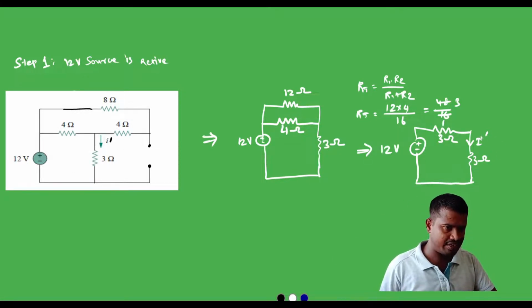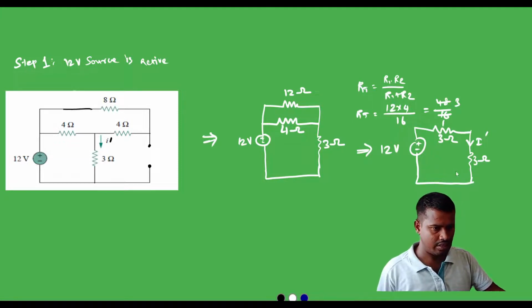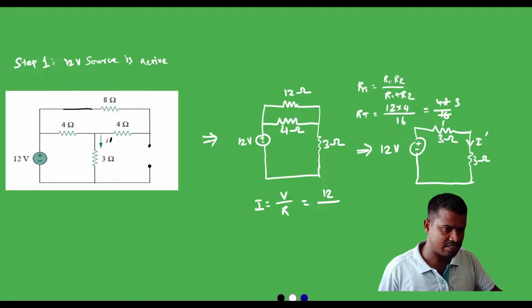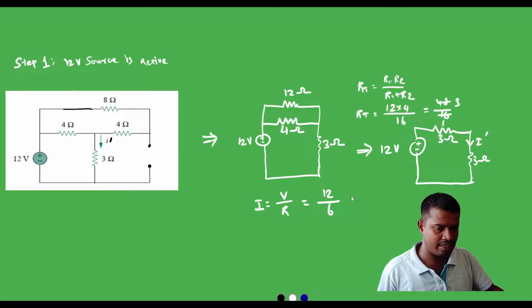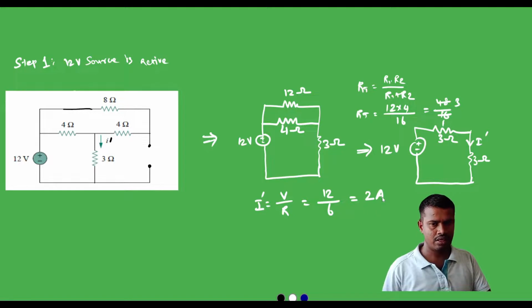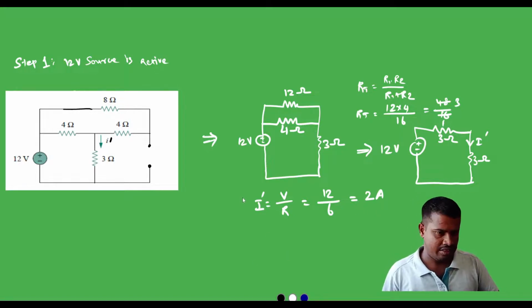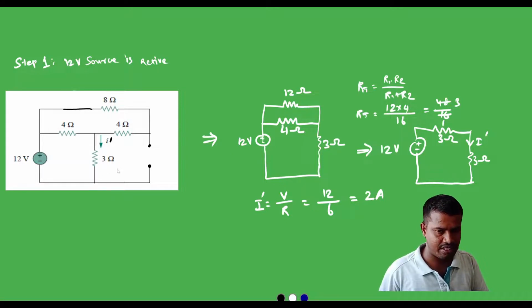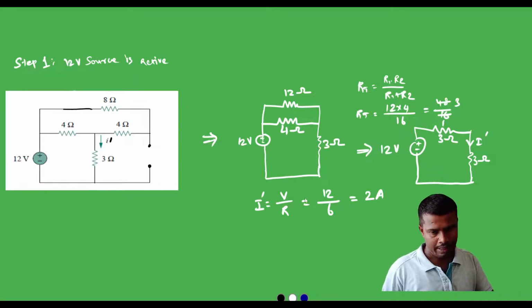The amount of current which is flowing through this circuit or the 3 ohm resistor is I equal to V by R. V in this circuit is 12 volt, and the two 3 ohm resistors are connected in series, so the equivalent resistance will be 6, and the current will be I prime equal to 2 amps. Fine. So when the 12 volt source is active, the current flowing through the 3 ohm resistor, I prime, is 2 amps.